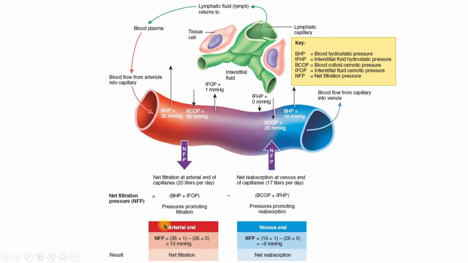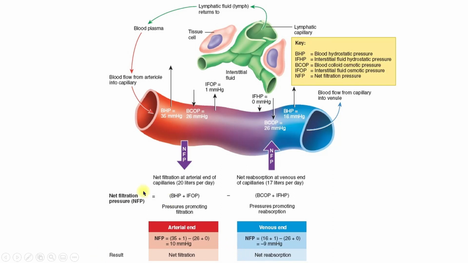All right, so the net filtration pressure, right? Why is it net filtration pressure? Because at the arterial end, the pressure is higher. So this obviously promotes filtration. A better way to name this pressure at the arterial end is net filtration pressure. And at the venous end, you know already there is a reabsorption of fluid. So at the venous end, it will be known as net reabsorption pressure.